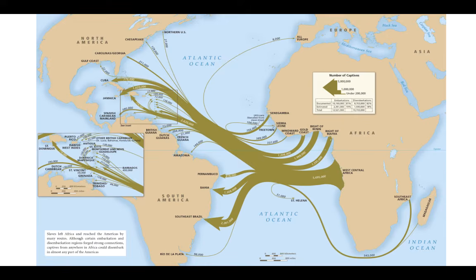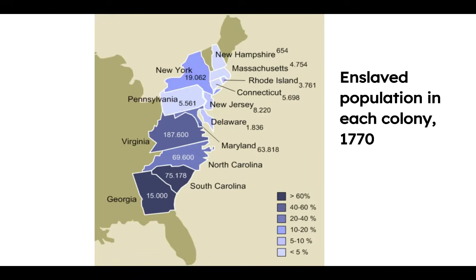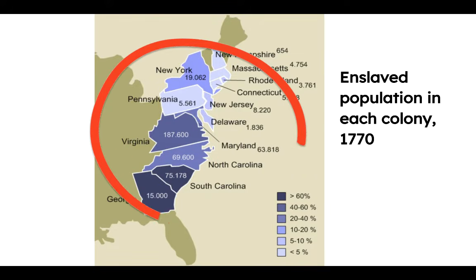Like other European empires in the Americas that participated in the Atlantic slave trade, the English colonies developed a system of slavery that reflected the specific economic, demographic, and geographic characteristics of those colonies. Regardless, all of the British colonies participated in the Atlantic slave trade. Now, to be clear, slavery was much more important to some regions than others, but to be even clearer, every colony in North America had slavery.